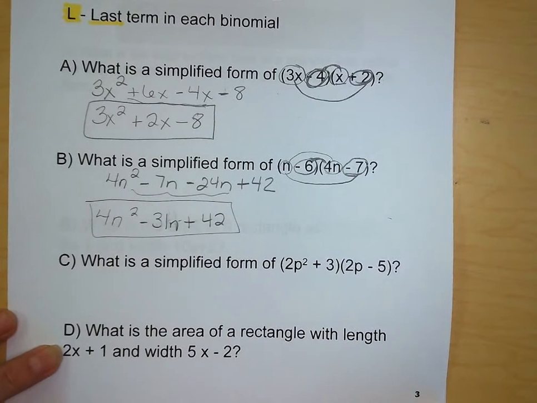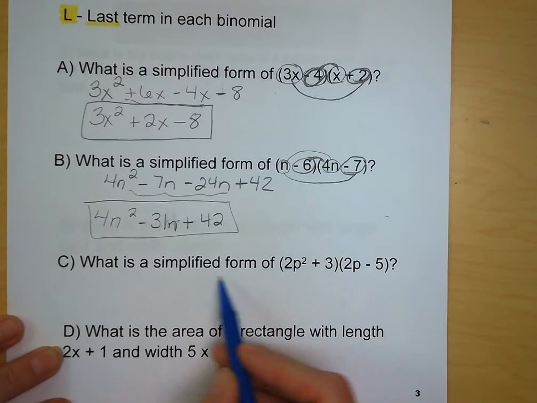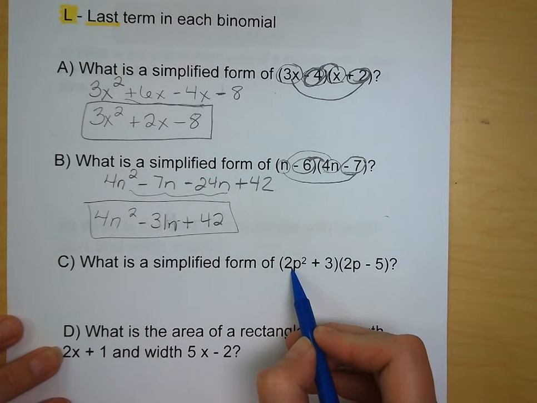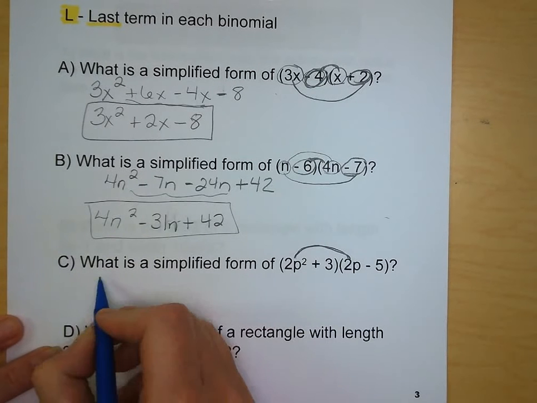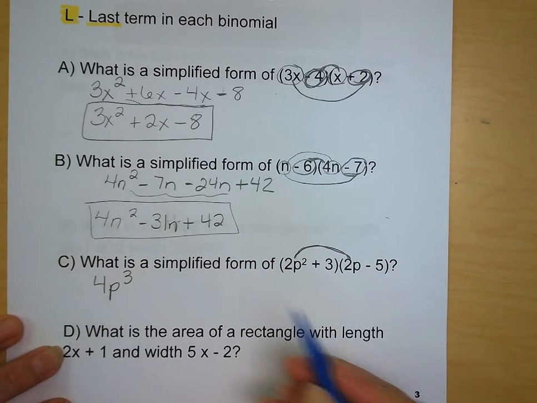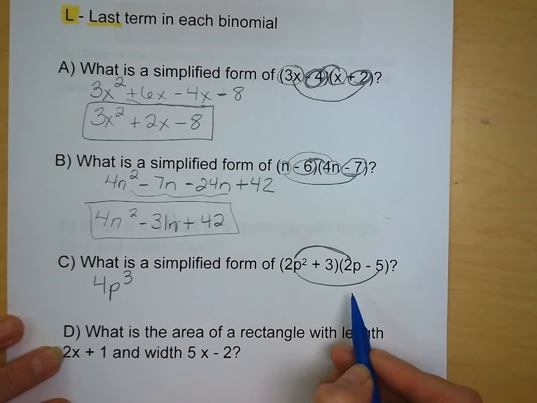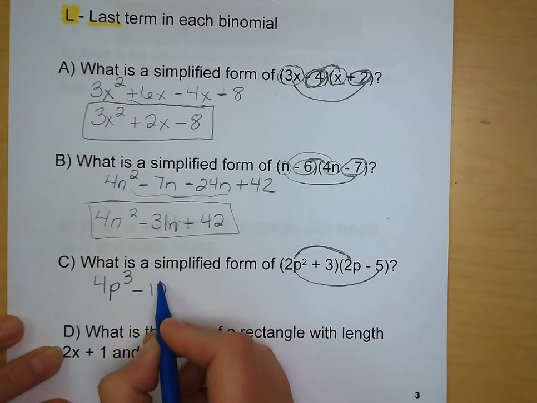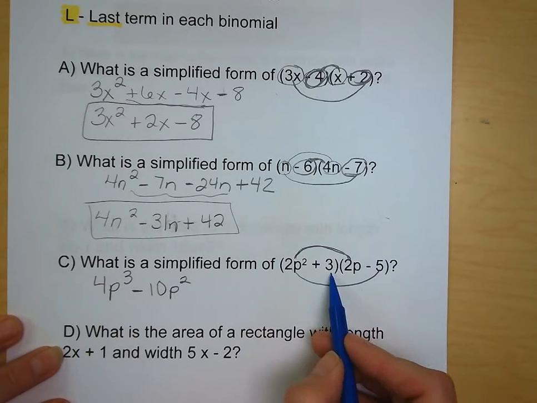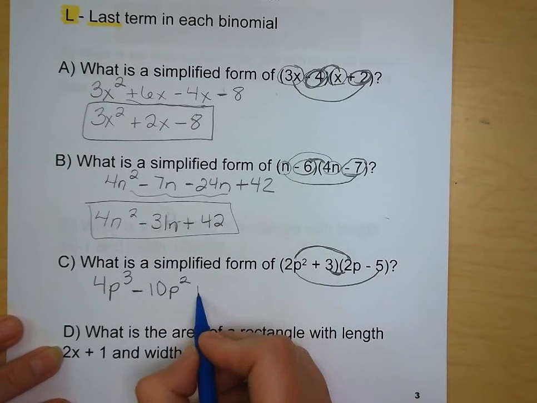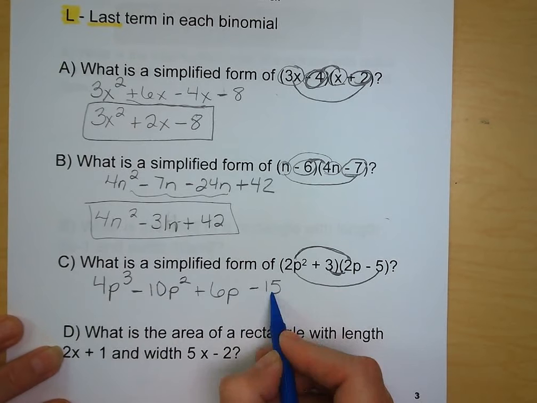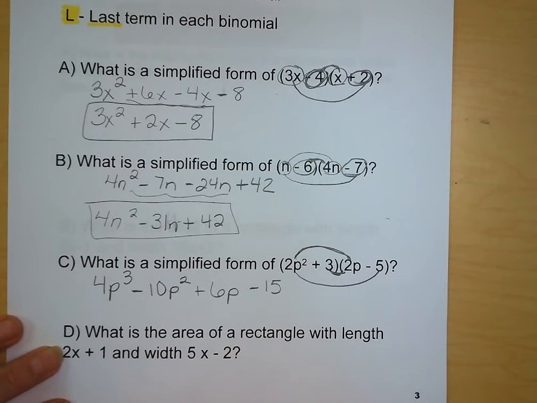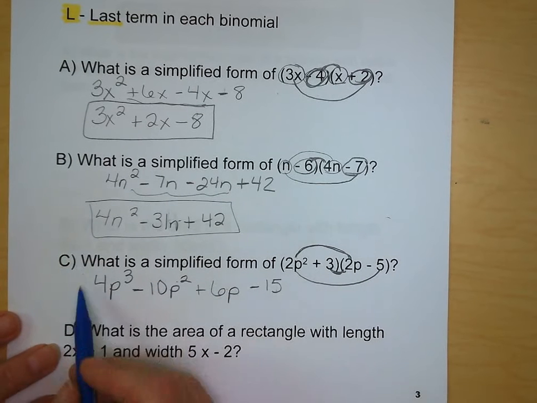All right. Letter C. Go ahead and pause this. Try it on your own, then hit play and watch through as we work it. Draw your arrows in. So we have 2p squared times 2p, which will give us 4p to the third power. 2p squared times negative 5 is minus 10p squared. Inner terms, 3 times 2p is positive 6p. And our last term, 3 times negative 5, minus 15. Do we have any like terms to combine? No. Doesn't look like it. So that is our simplified form.